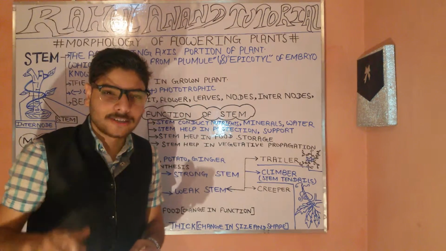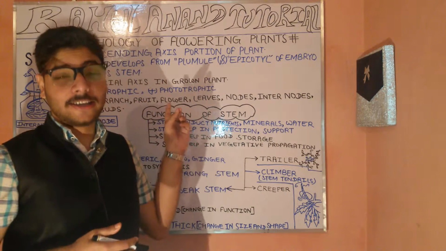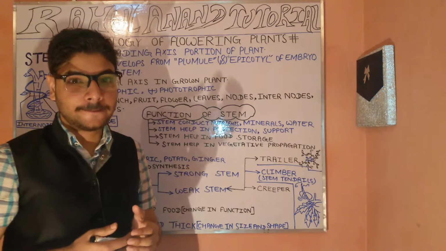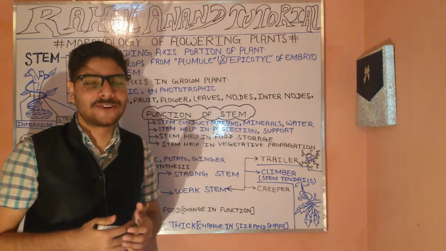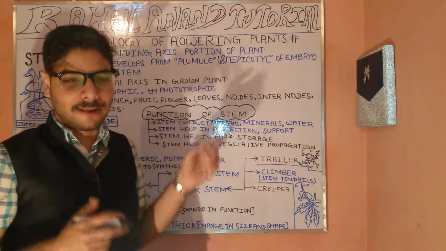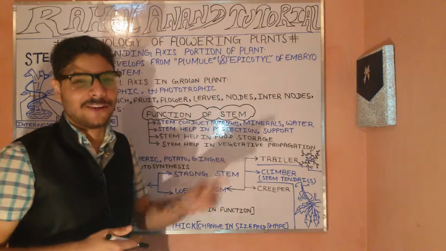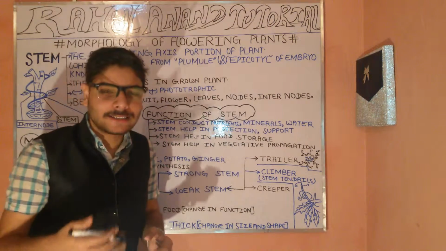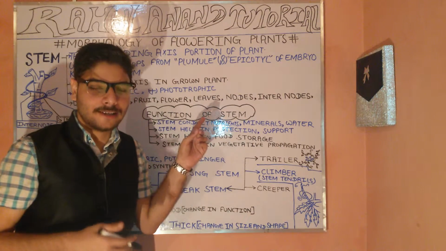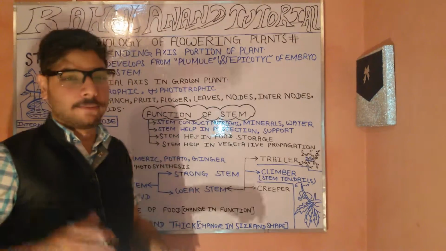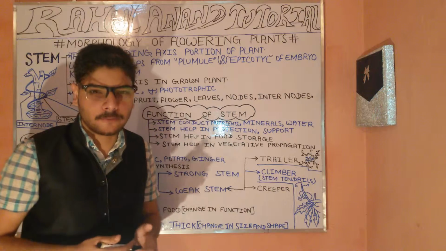Now, let's talk about the stem in detail. So what are actually the stems? When we are talking about the stem, the thing you have to remember is that these are the ascending portions present above the ground, which develop from the plumule, then the epicotyl of the embryo. It will be coming from the stem case.